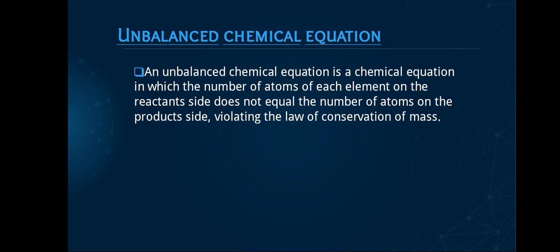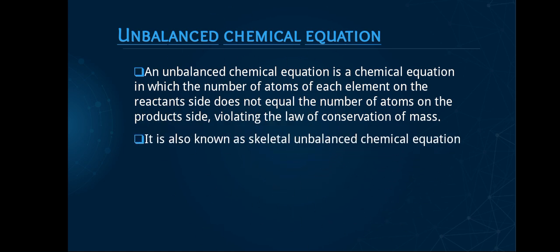So here on the reactant side, whatever the number of atoms of each element, they are not equal to the number of atoms of each element on the product side. So it violates the law of conservation of mass. So we need to follow the law of conservation of mass. That is the reason we will change this unbalanced equation into a balanced equation. Another point to note here is that an unbalanced chemical equation is also known as a skeletal chemical equation.